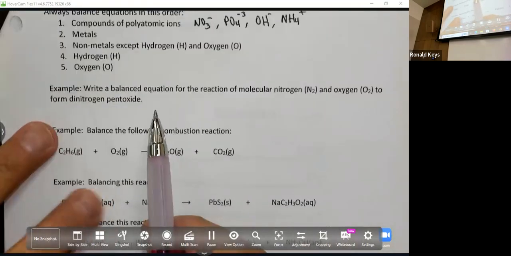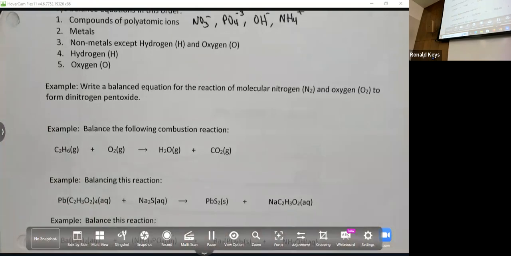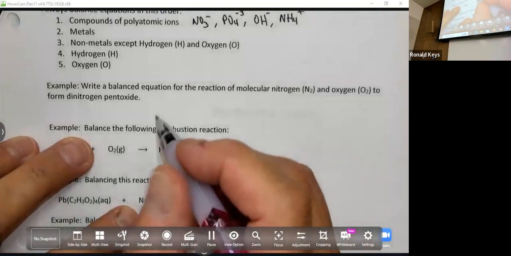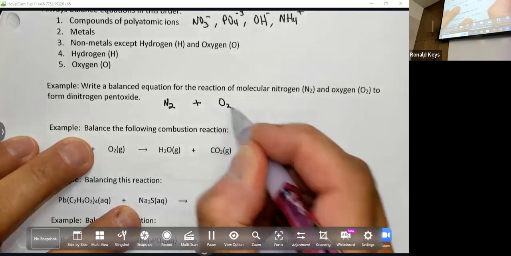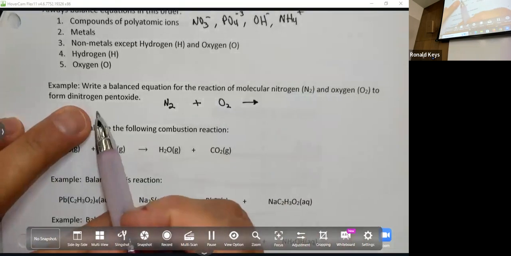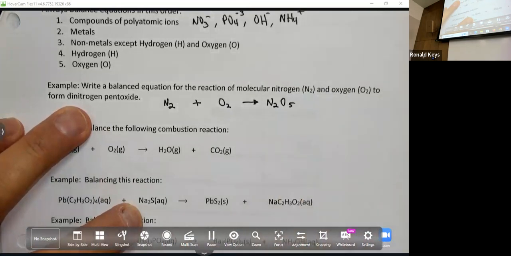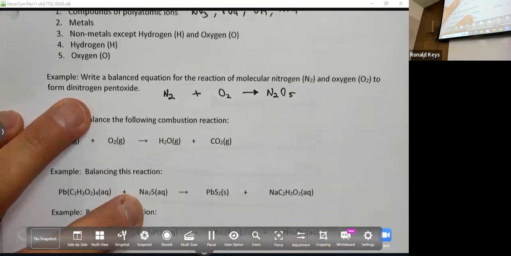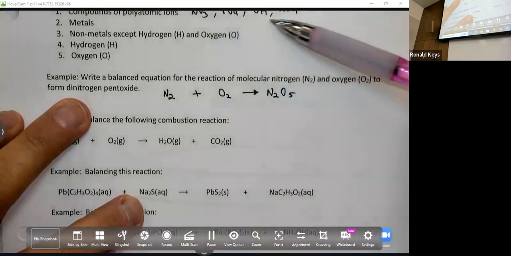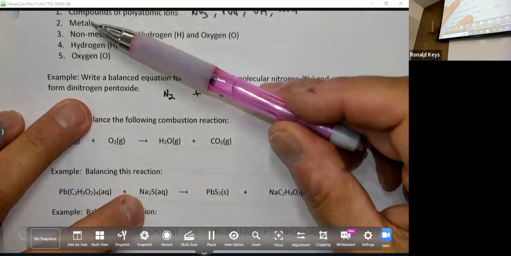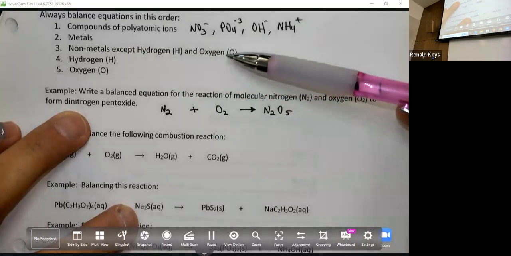Okay, let's do this. Write a balanced equation for the reaction of molecular nitrogen and oxygen to form dinitrogen pentoxide. So we've got N2 plus O2, and we're going to produce N2O5. Step one, do we have any parentheses with polyatomic ions? No. Do we have any metals? No. Non-metals. Stay away from hydrogen and oxygen. We would do nitrogen first.